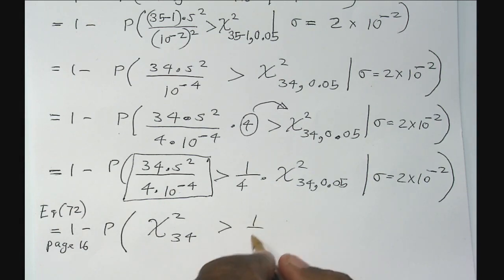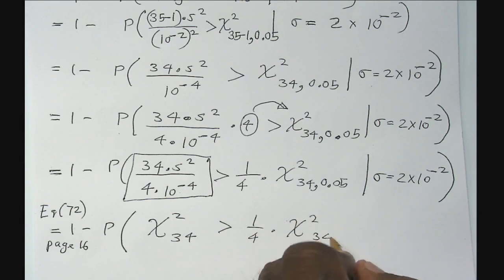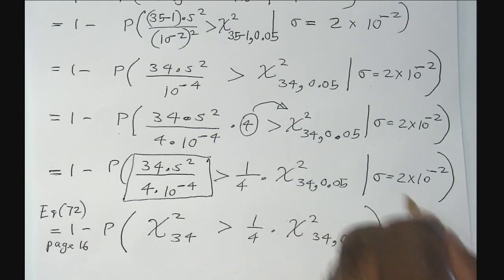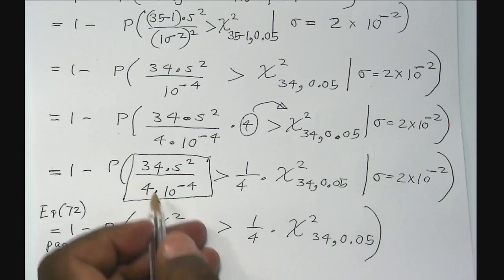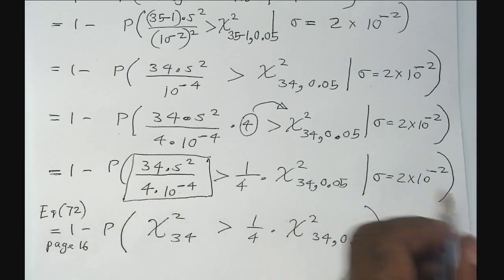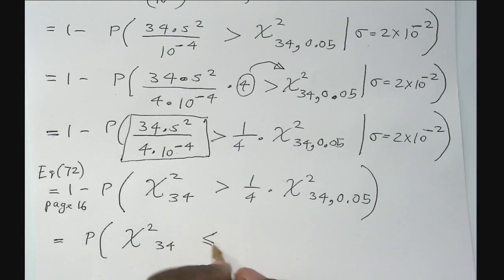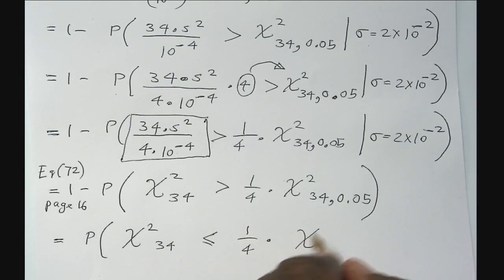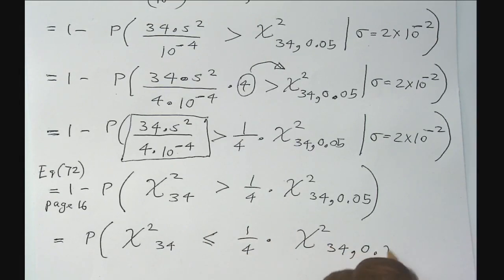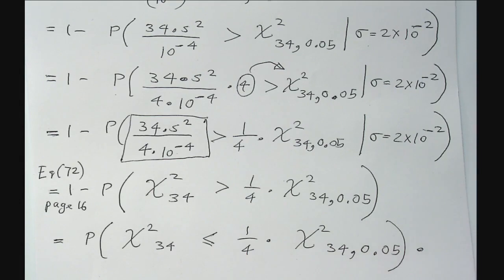So this is 1/4 times... Now we don't need this conditioning anymore because we have used the conditioning to argue that this has a chi-squared distribution. So the conditioning drops out. So this becomes the probability that this is less than or equal to 1/4 times... So that's it. Is it clear, guys? Are you alright? Okay.